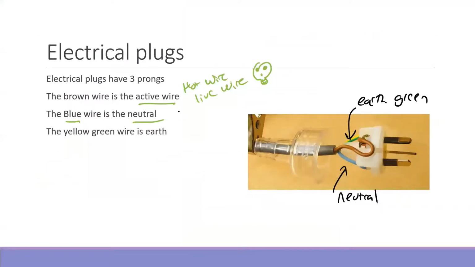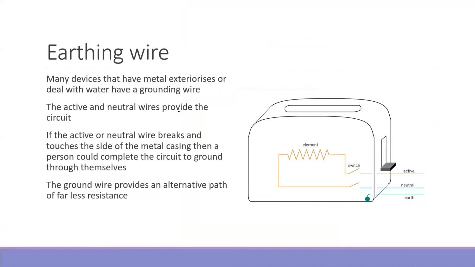So how does the earthing wire work? Grab a look at this example here. Many devices that have metal exteriors or are dealing with water have a grounding wire. Sometimes as well, devices that have lots and lots of current have a grounding wire. If the active or neutral wire breaks and touches the side of the metal casing, then a person could complete the circuit to ground through themselves.